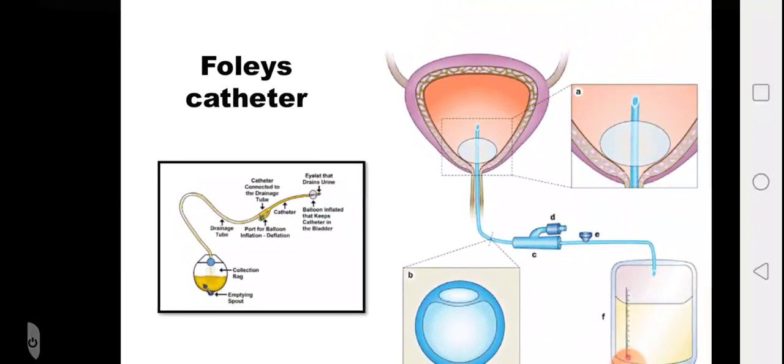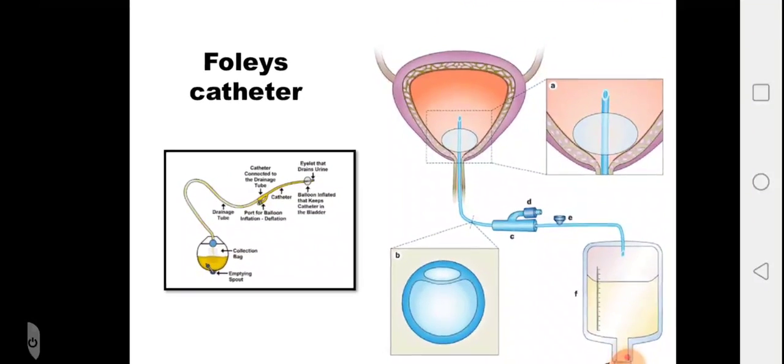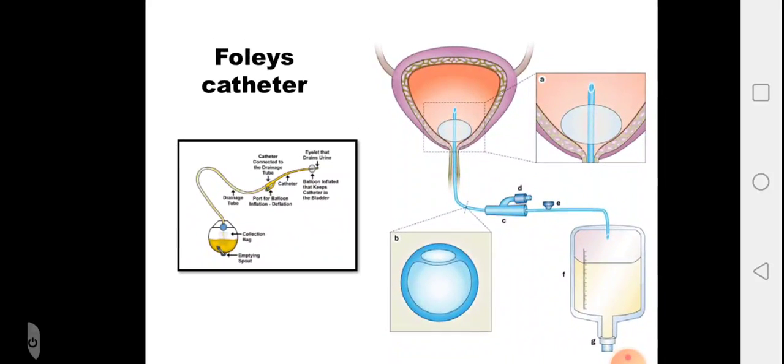So this is how the catheter is placed via the meatus. You can see in the picture here, into the urinary bladder. And picture F is the collection bag. It's a closed drainage system. And picture B is the double lumen of the catheter.